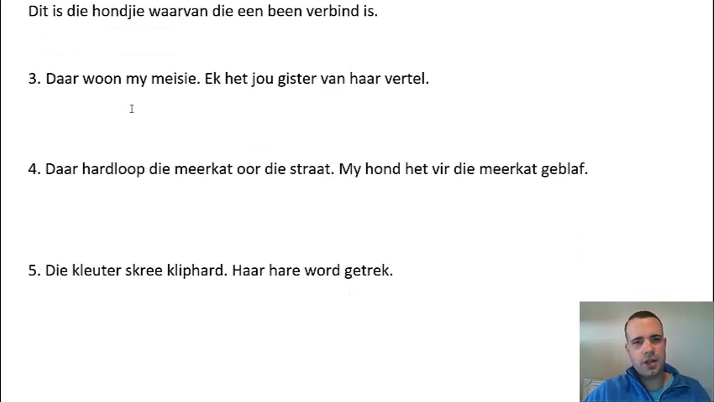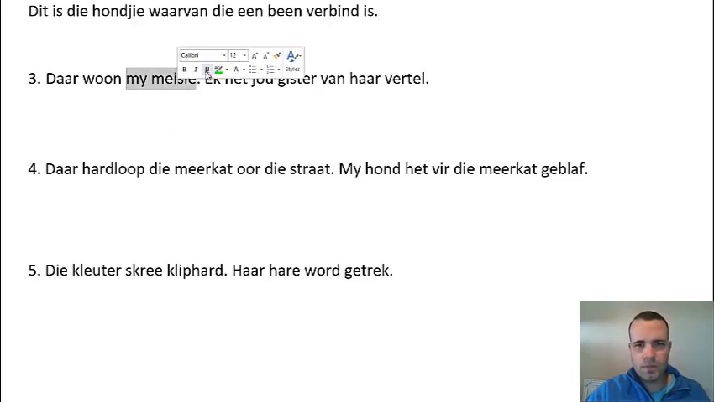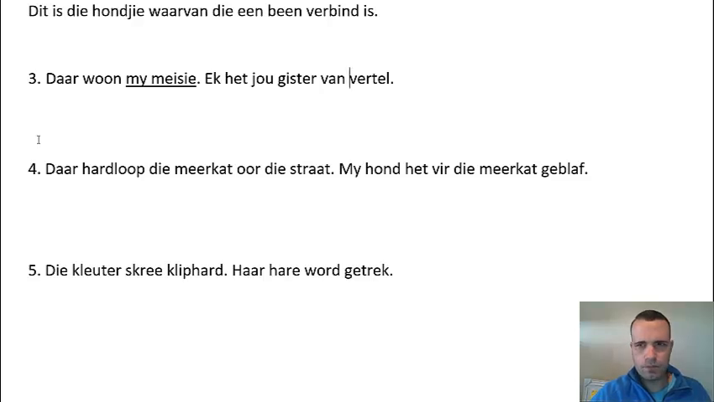Right, number 3. Daar woon my meisie. My girlfriend lives there. Ek het jou gister van haar vertel. I told you about her yesterday. So what's the same? It's die meisie and haar. Haar is the pronoun for my meisie. So it's referring to the same thing. So you underline it. Okay. Cross out the repeated words in sentence 2. Start copying your answer.